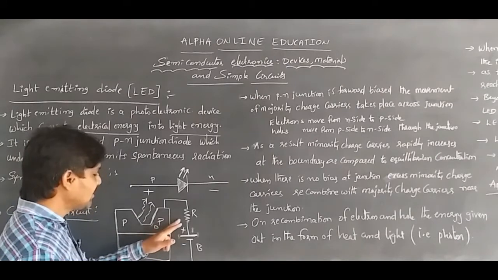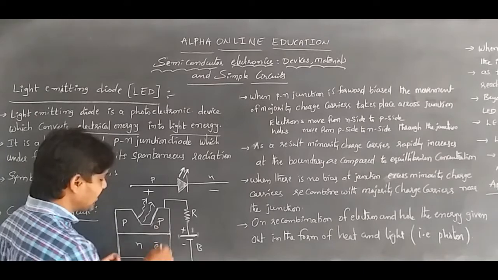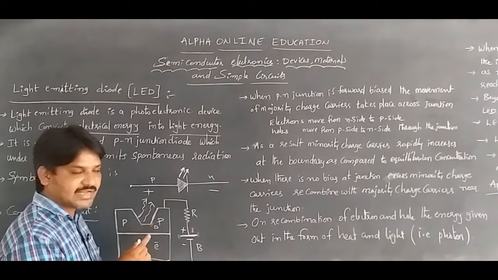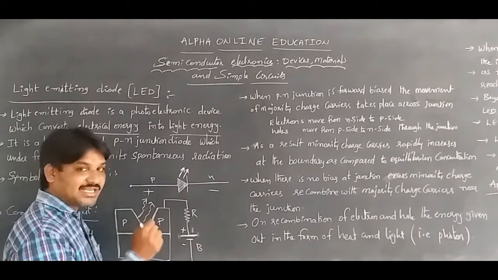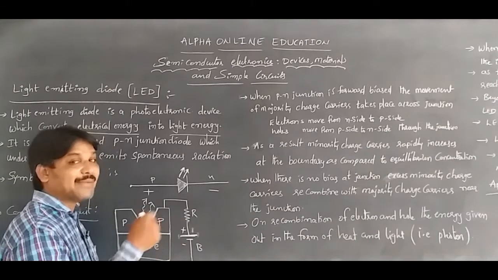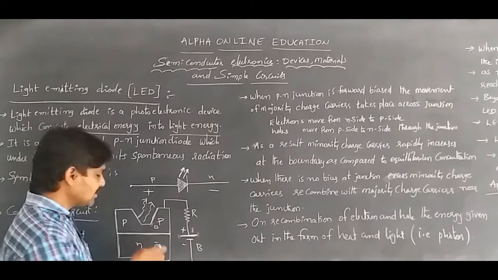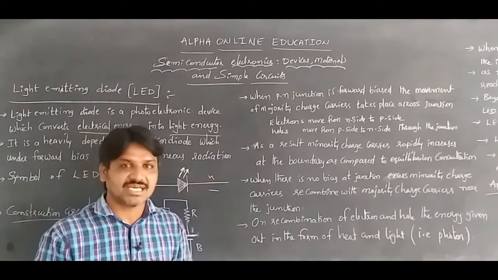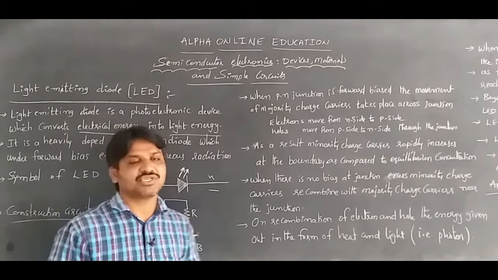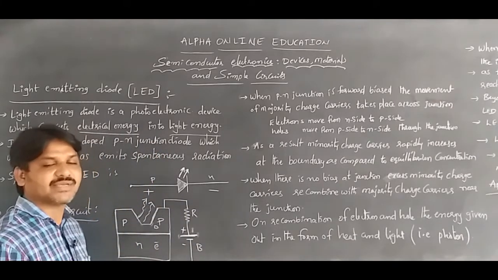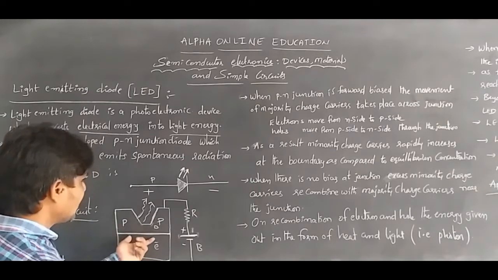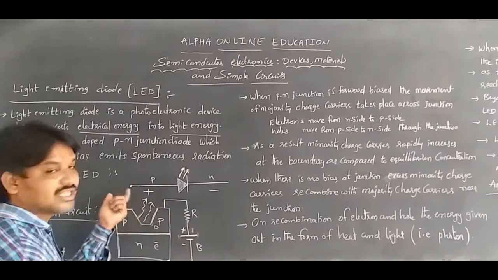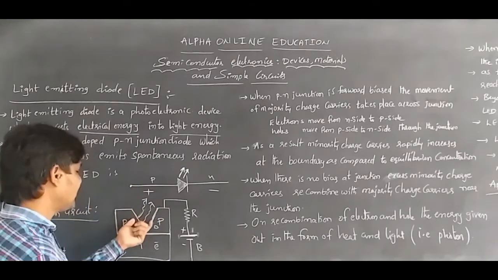Once again, when the PN junction diode is forward biased, the holes move from the P side to the N side and electrons move from the N side to the P side, and conduction happens. At the junction, the minority charge carriers rapidly increase. Where there is no bias at the junction, those minority charge carriers recombine with the majority charge carriers. Due to that recombination, the energy is given out from the diode in the form of heat and light.